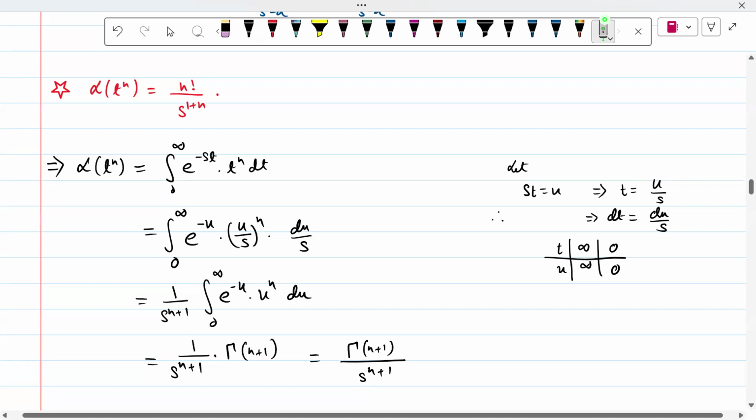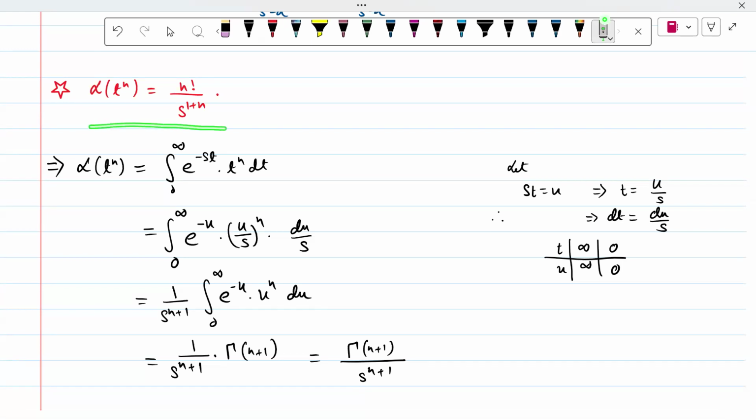The formula is given by: the Laplace transform of t to the power n is n factorial by s to the power 1 plus n. So how can I prove it? Start in this way. Suppose the Laplace transform of t to the power n can be written as the integral from 0 to infinity of e to the power minus st into t to the power n dt. This is our Laplace transform. So we multiply by e to the power minus st and take the integration from 0 to infinity.